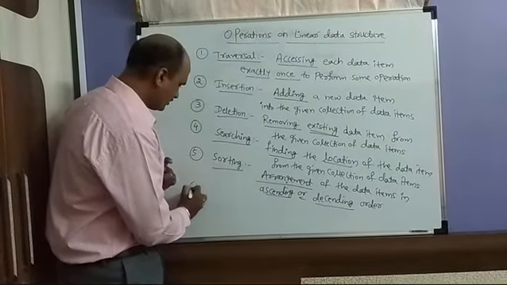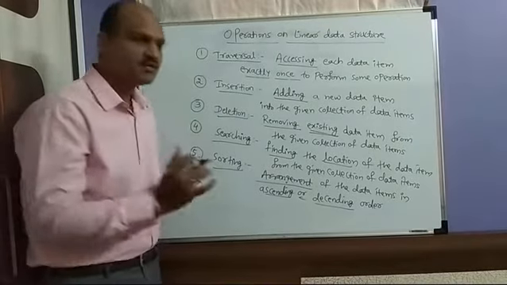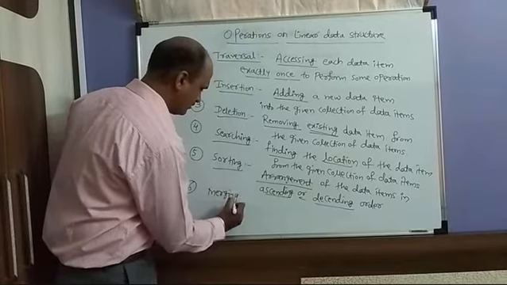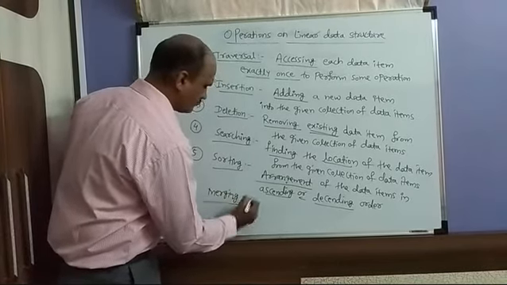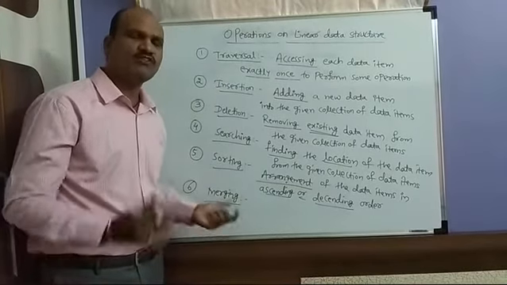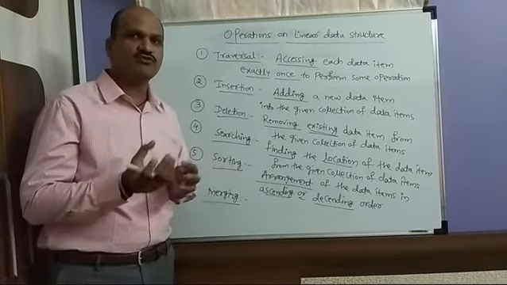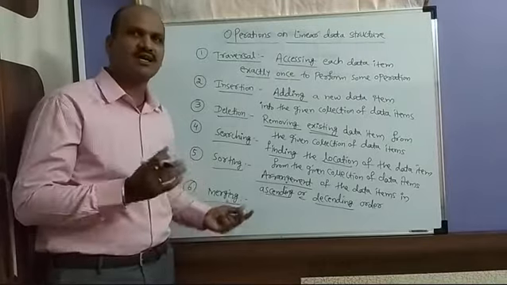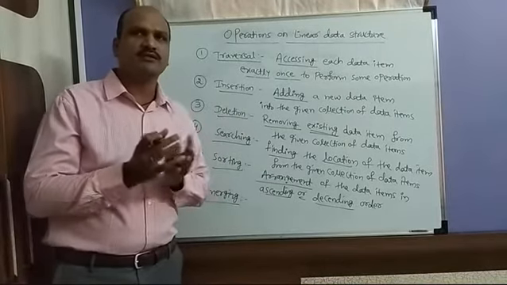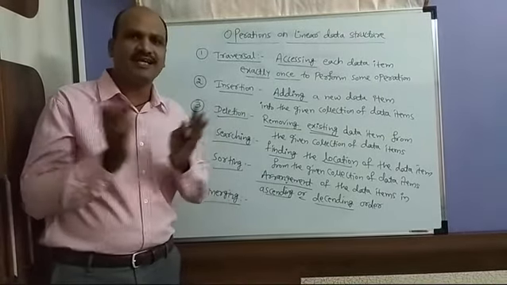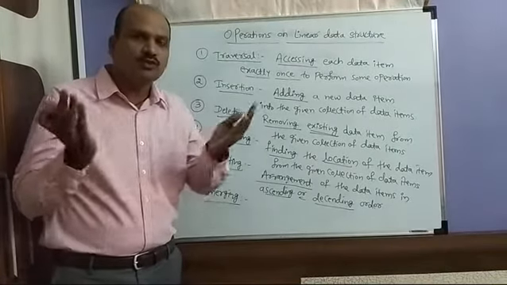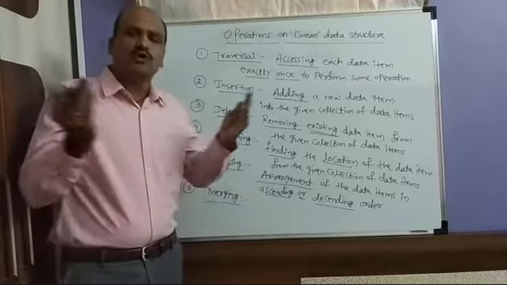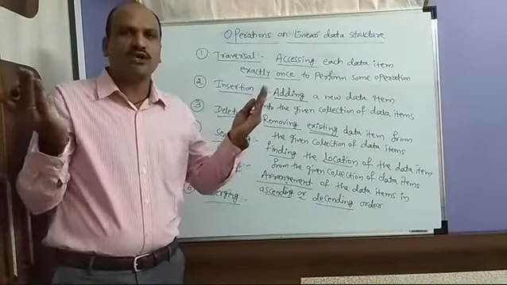Next operation, the last one, is called merging. So the last operation is merging. What is the meaning of merging? It is the process of combining. Merging means combine. So what do you have to combine? The process of combining the data items of the two structures to form a single structure. So two structures you have to combine.